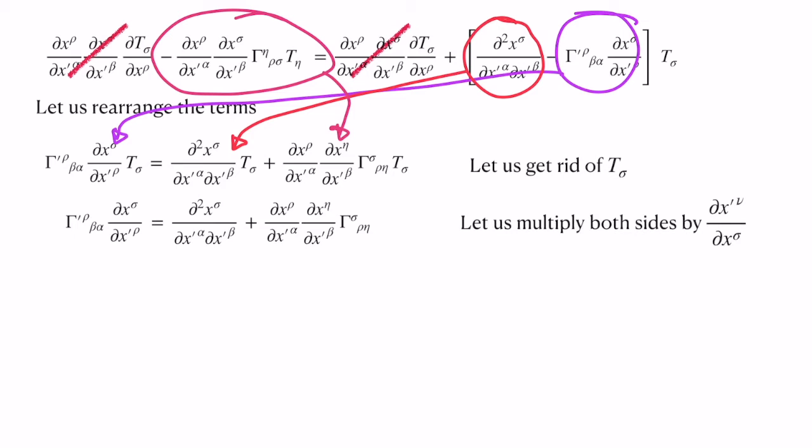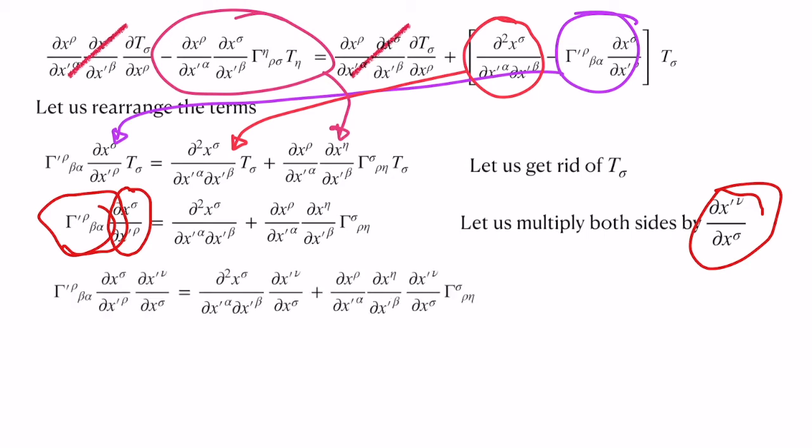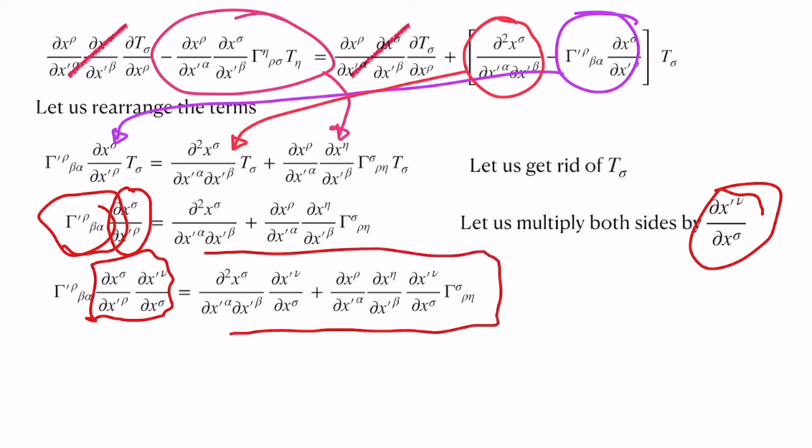Now we can multiply this by dx prime nu by dx sigma. So it is basically a rearranged term. The basic idea is to get rid of this term. So when we multiply, it simply reduces to the delta nu rho, and then that can be absorbed in this expression, which is giving us the direct expression for gamma prime in terms of gamma. So let's multiply these two terms, which simply leads to the delta function, and then we have these three terms.